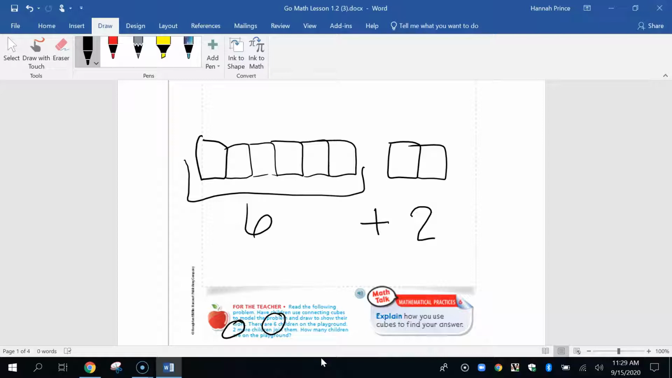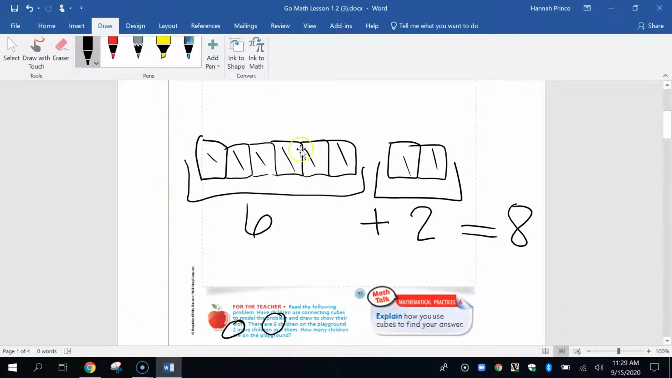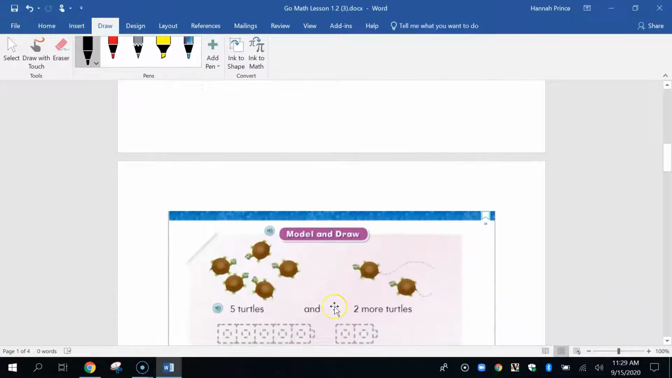Now we need to know how many children are there all together. So we're going to add the 6 plus the 2, and together we have, nice work, 8. So we added 6 to the 2, and we get 8. Nice work, boys and girls.